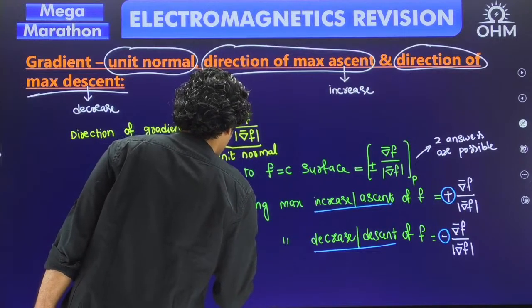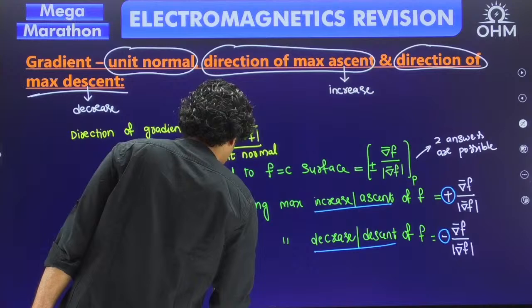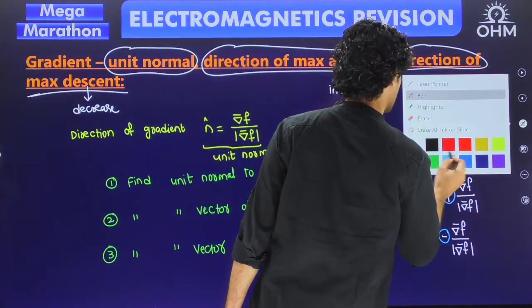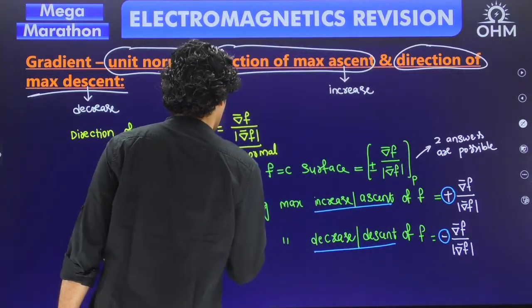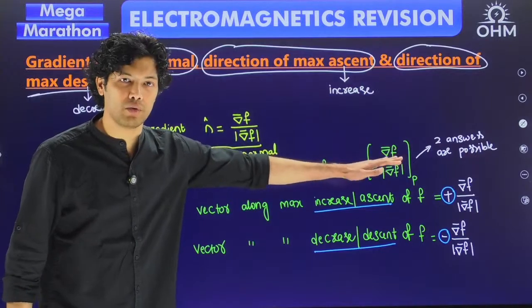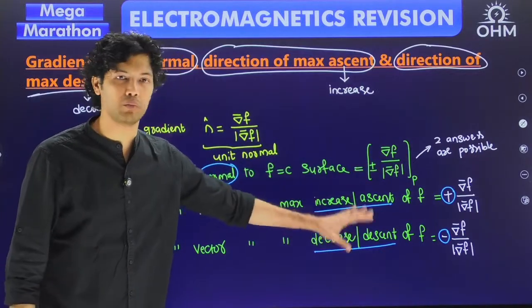In the first case, it was normal. In the second case, it was simply a unit vector. So in the first case, it was basically just normal. If the question is unit normal to the given surface, in that case there are two possible answers. In the remaining cases, there is only one possible answer.